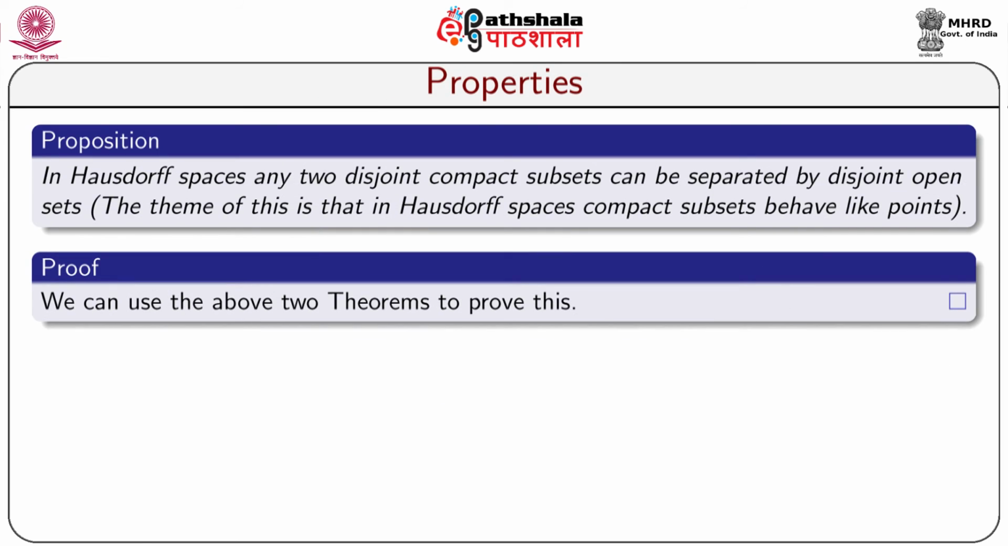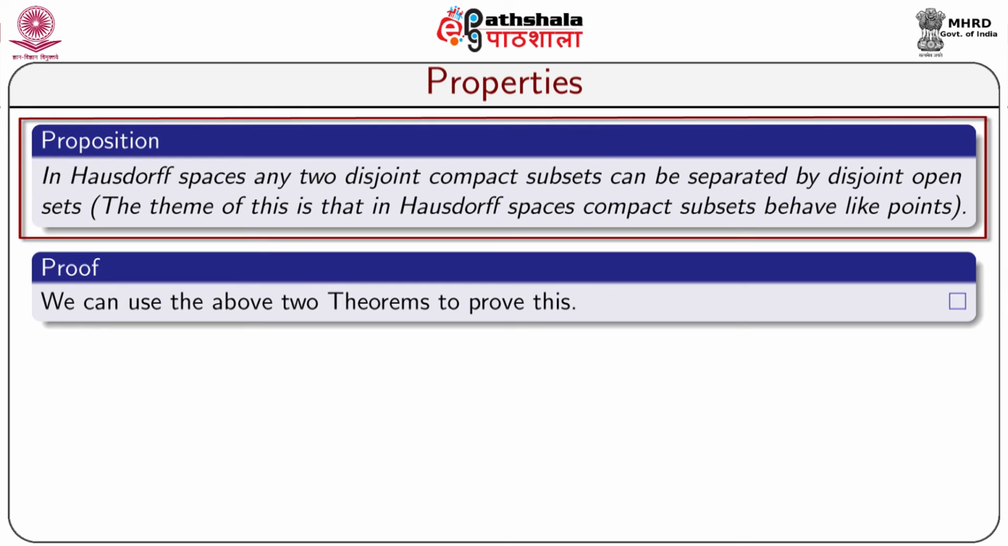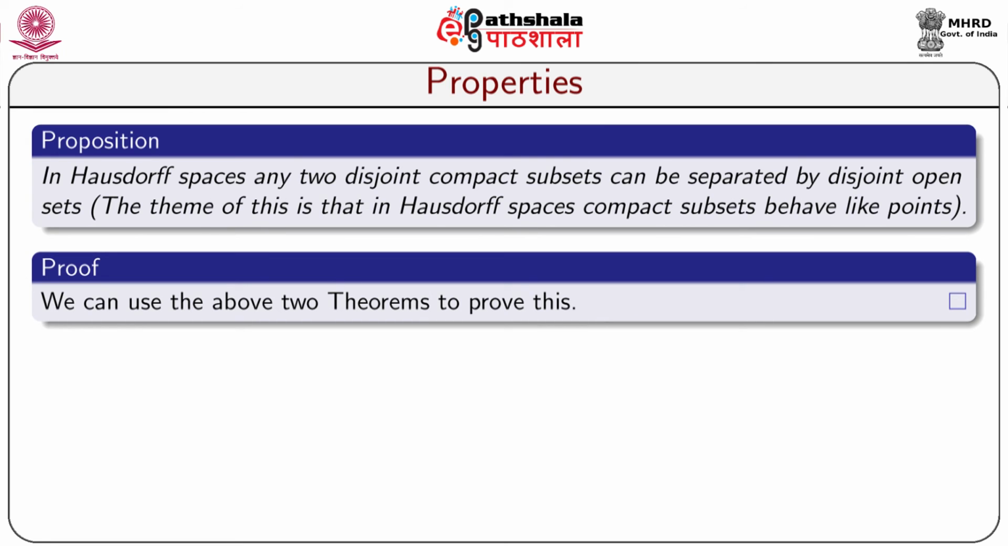Finally, we prove that in a Hausdorff space any two disjoint compact subsets can be separated by disjoint open sets. This can be proved by the application of the above two results, and this completes our motto that in Hausdorff spaces every compact set behaves like a point.